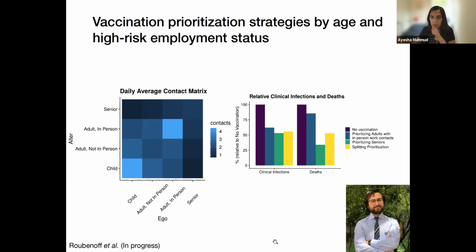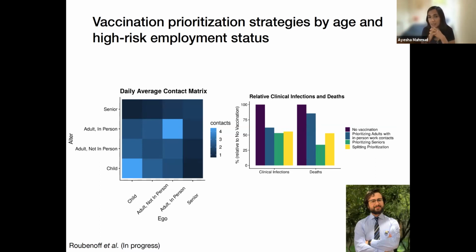Ethan's been playing with different scenarios and different timing, what part of the outbreak you are in, what percentage of the economy is open, how many people are in these essential worker positions, and so on. And so this is a project trying to get at different possible alternative vaccination strategies.